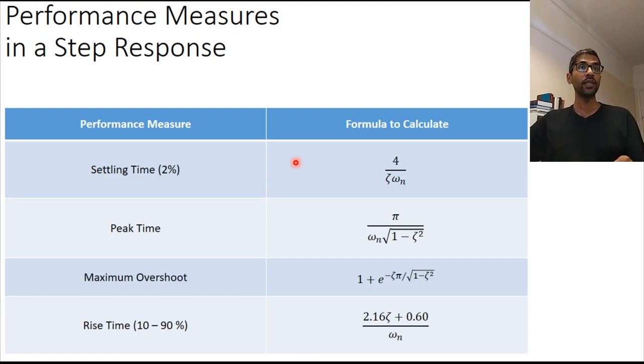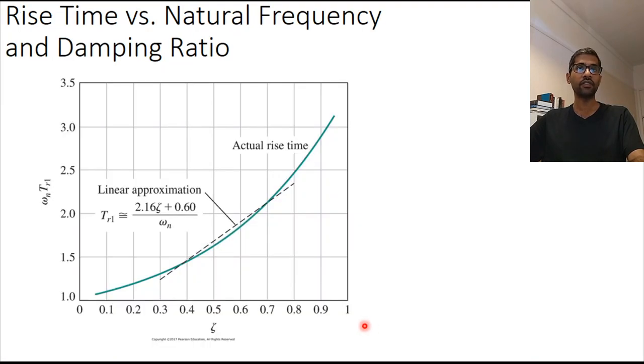Now we can evaluate each of these parameters as shown here on the screen. These formulae are fairly, what should I say, standard, and you can evaluate them yourself if you want to. All these formulae are exact except for the rise time, which is basically an approximation. So the rise time actually is this solid blue line, but sometimes we just want to approximate the rise time, and we can approximate it as a straight line as shown here on the figure.